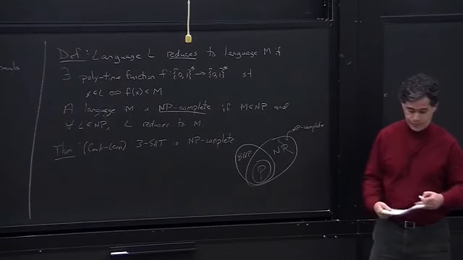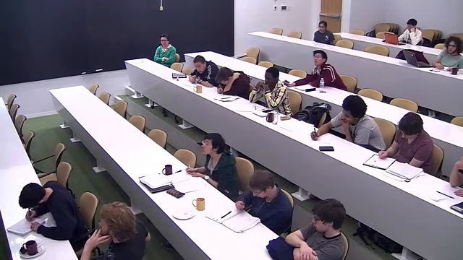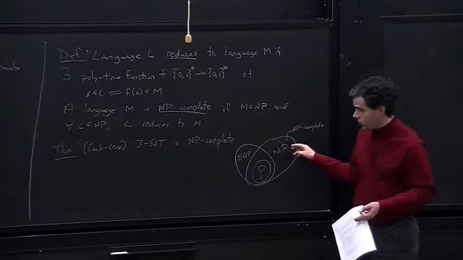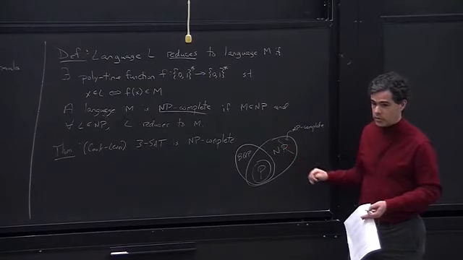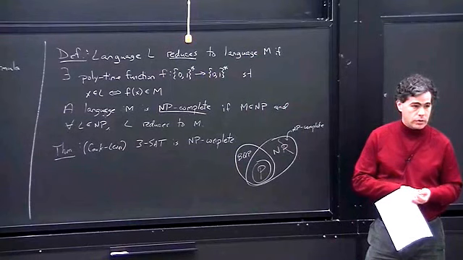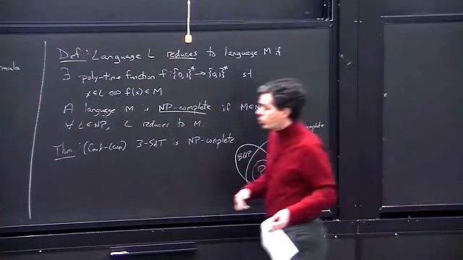Yeah? Is factorizing prime numbers NP-complete? No. If it were NP-complete, then this picture would have to look different, right? Other questions? OK.